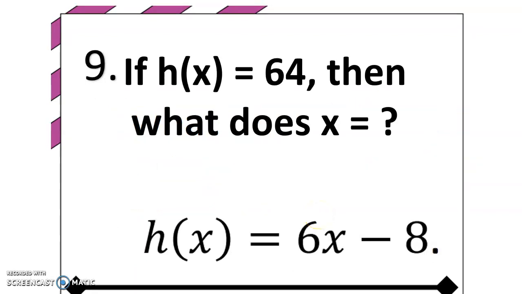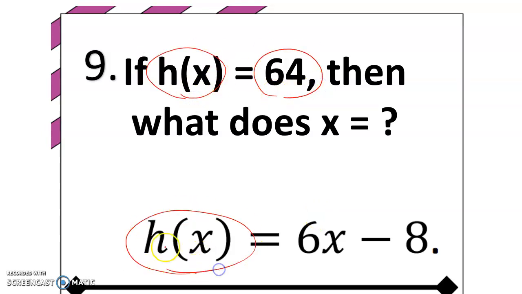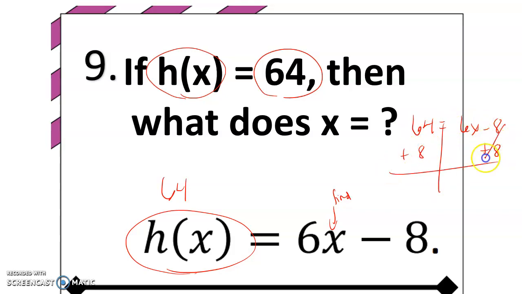Number 9, if h of x equals 64, what does x equal? So again, I'm not inputting, I'm finding x. Okay, finding x. So I have 64 equals 6x minus 8. Add 8 to both sides. Gives me 72 equals 6x. And divide by 6. And x is going to equal 12.